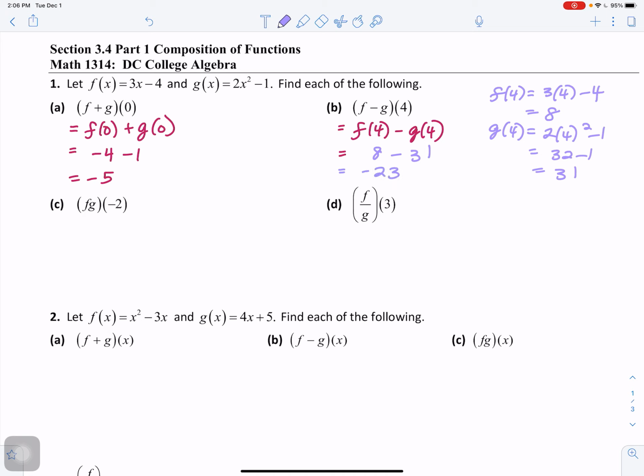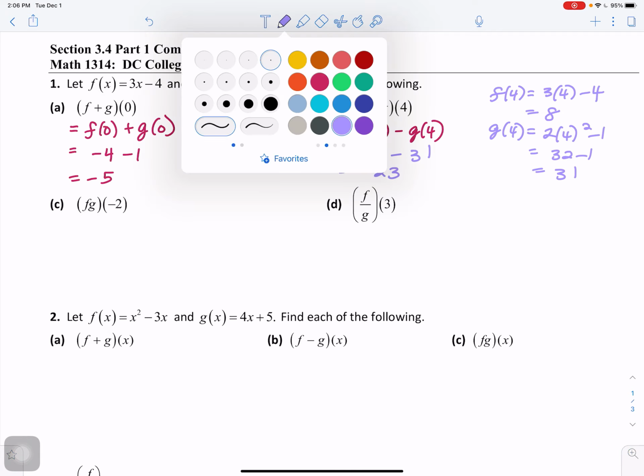Sorry about the change in color of the pen. Usually I have my pens showing, but I don't see them. Okay, I'll just switch to this color.